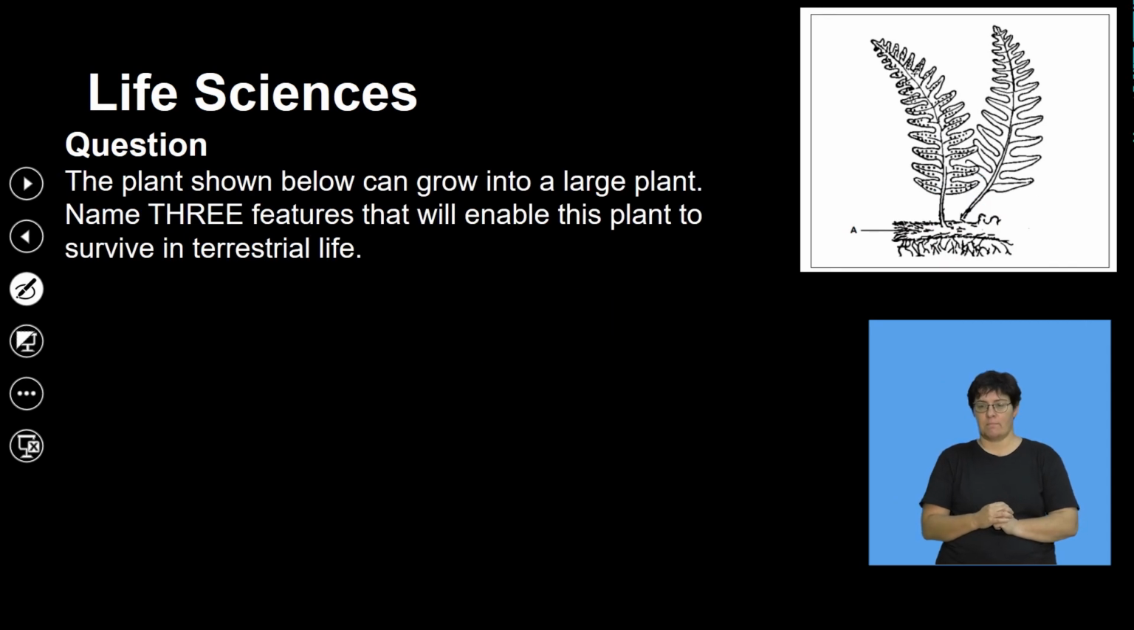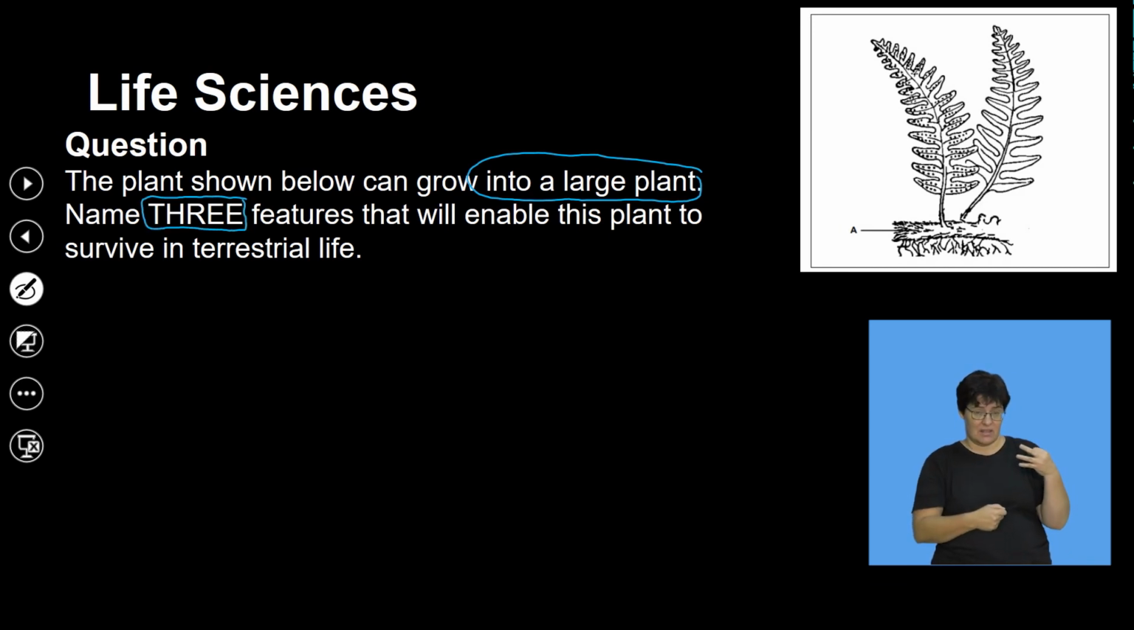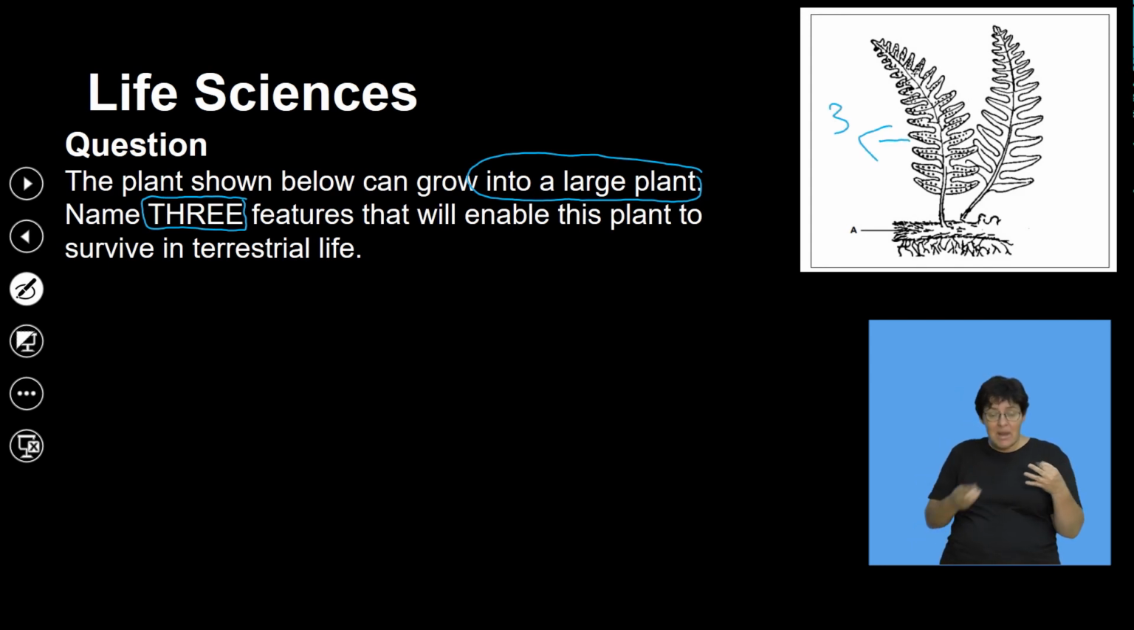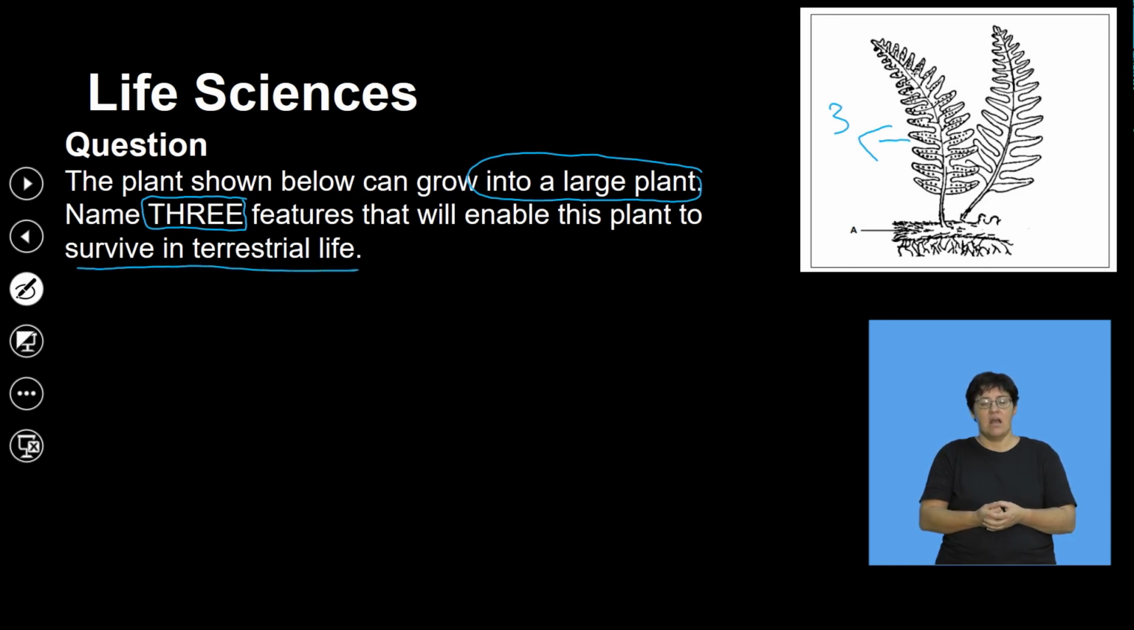Okay, now this is where you need to think. This can be quite a challenging question. The plant shown below can grow into a large plant. Yes, we can get very large plants. Name 3 features. What 3 things does this plant have that enables it to survive in a terrestrial life? Terrestrial means land.